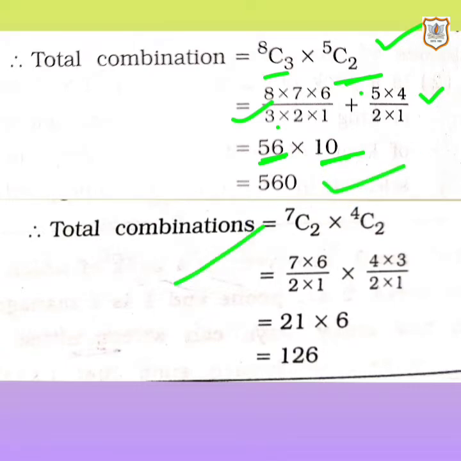Next combination is 7C2 into 4C2. We have seen in the question the combination was 1C1 into 7C2 into 4C2. So 1C1's value will be 1, so it will not make any difference, writing 7C2 into 4C2. The value of 7C2 is 7 into 6 upon 2 into 1, and 4C2 can be written as 4 into 3 upon 2 into 1. So 7C2's value is 21, 4C2's value is 6. So 21 multiplied by 6 is 126. So here we have completed sum 14. Let's solve the next sum, that is sum number 15.